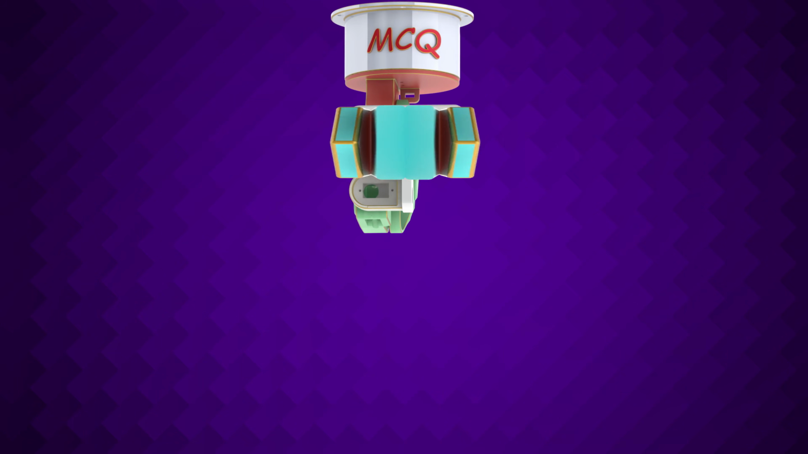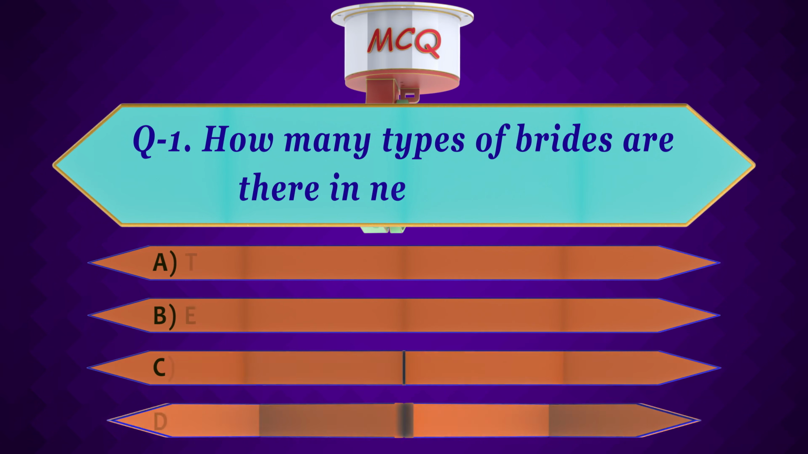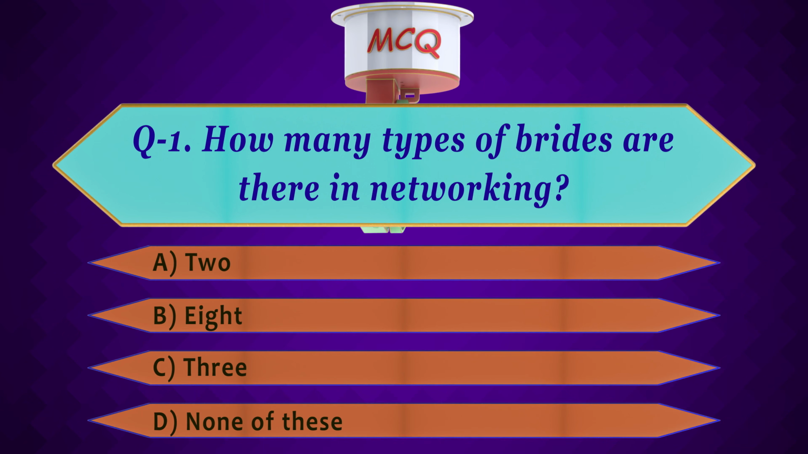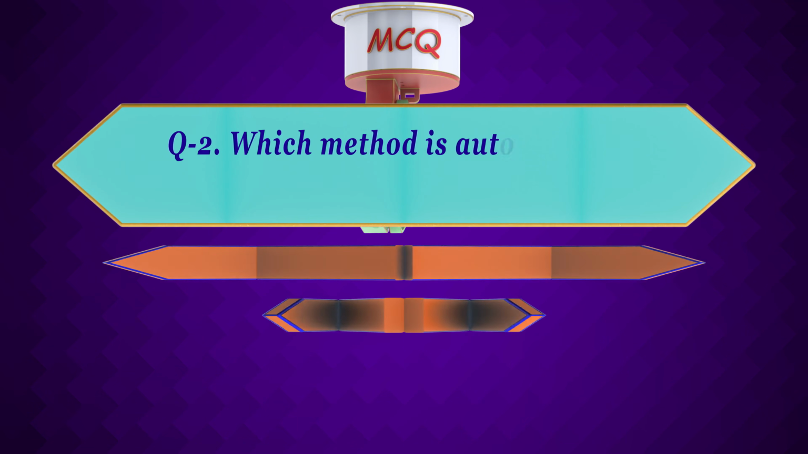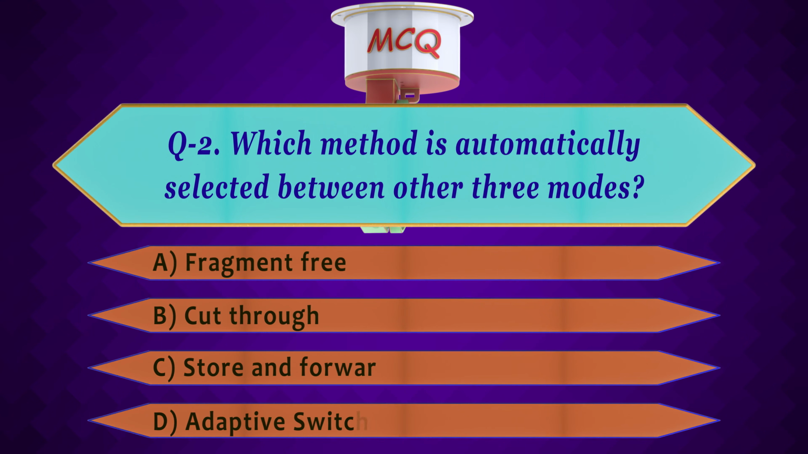So let's have some MCQs. The first question is, how many types of bridges are there in networking? We have three types as we have discussed: simple, transparent bridging, and third, multiport. The next question is, which method automatically selects between the other three modes? The correct answer is adaptive switching, which follows all the other three methods of forwarding the data.